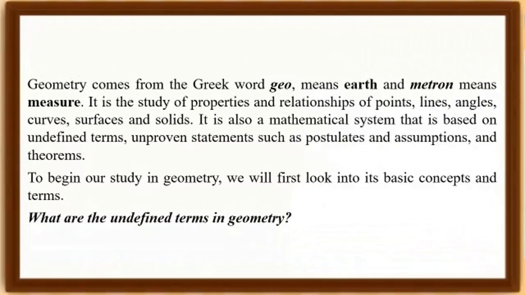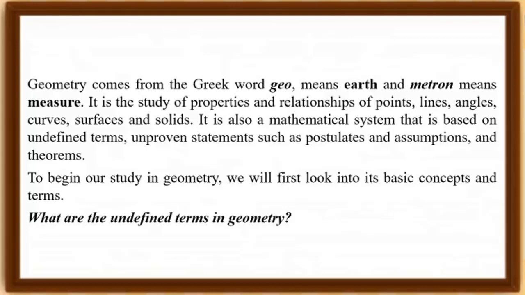So, geometry comes from the Greek word geo, meaning earth, and metron, meaning measure. It is the study of properties and relationships of points, lines, angles, curves, surfaces, and solids. It is also a mathematical system that is based on undefined terms and proof statements such as postulates, assumptions, and theorems. To begin our study in geometry, we will first look into its basic concepts and terms.